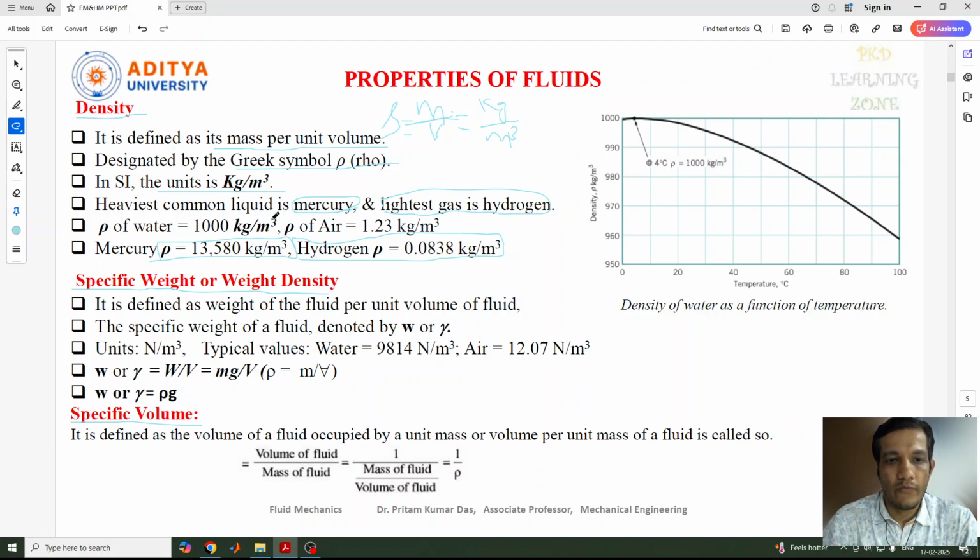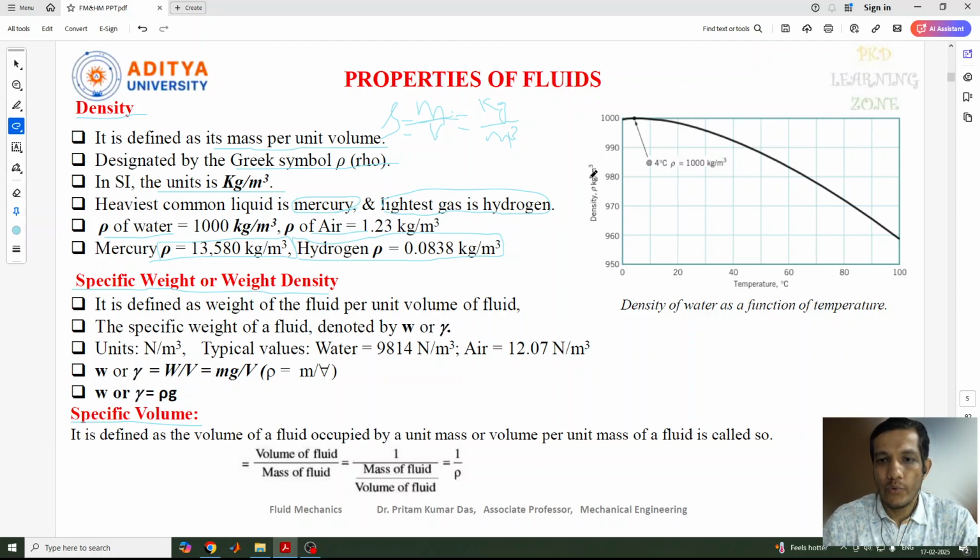The common fluids which we use are water and air. The density of water is 1000 kg per meter cube, though based on the temperature it will vary, and the density of air is 1.23 kg per meter cube.